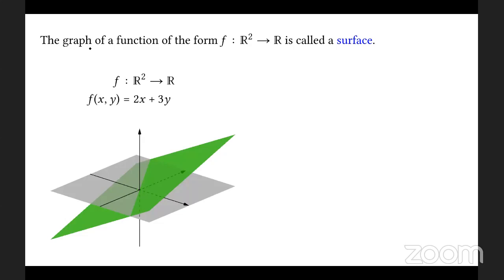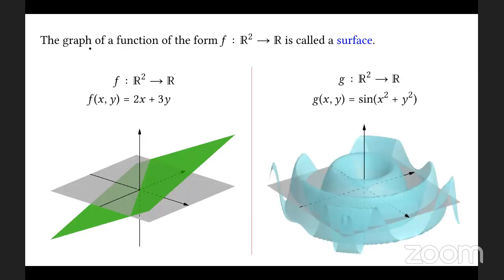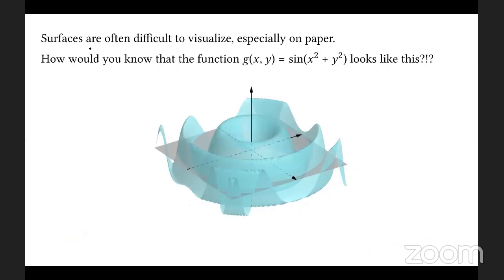So here we see we've got this plane through the origin. Here's another more wild one. It takes an x, y, sums up the squares of both of them, and takes the sine of that, and it's got this wild graph, wild surface. Sometimes they're difficult to visualize, especially on paper.